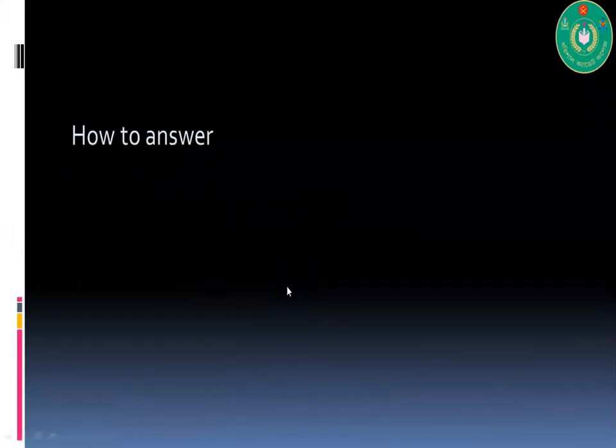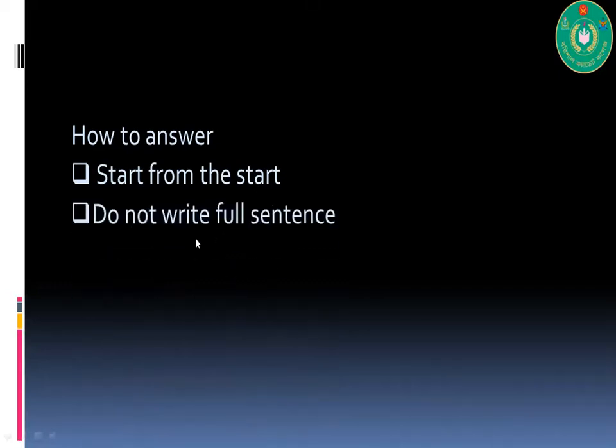Now, how to answer? Start from the start. This is very important. Suppose you are reading a passage on Kazi Nazrul Islam. Definitely the passage will start with how he was born, when he was born, and then the gradual development of activities, his schooling, his maturing, then writing, right? So in the flowchart, we have to maintain that flow. We have to maintain that chain of action. We cannot deviate from the course of action. That is the important thing. Start from the start. Do not write full sentences.